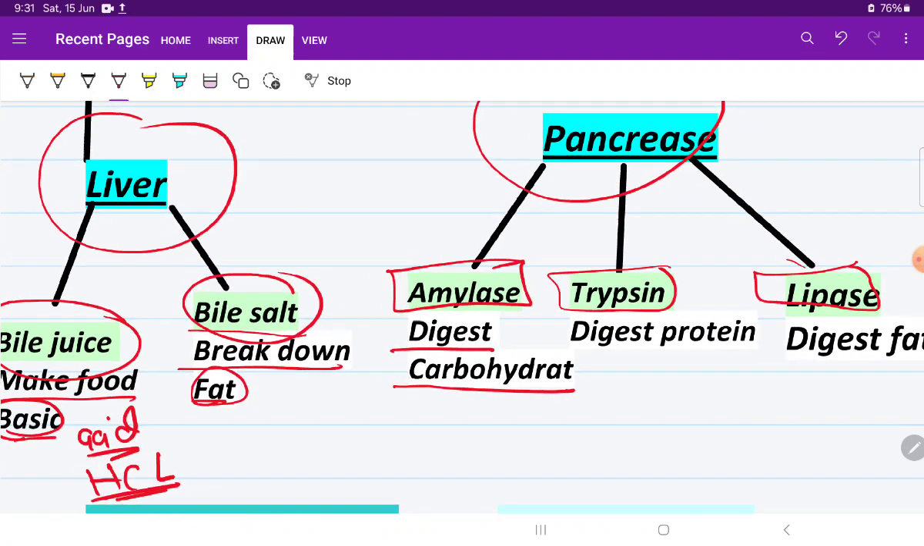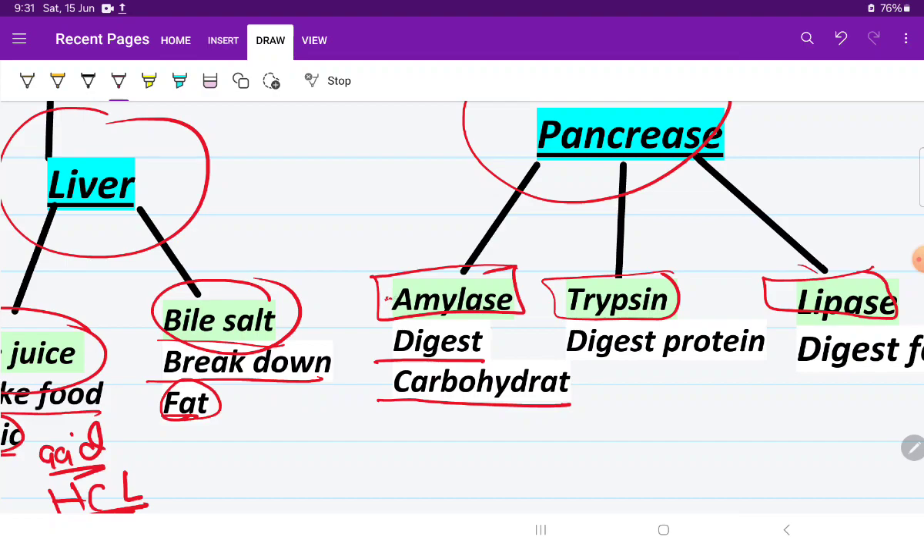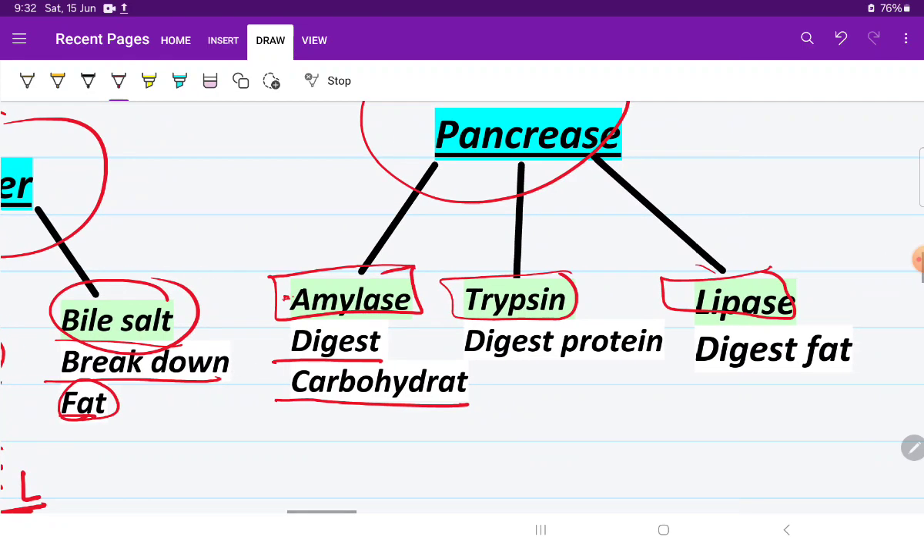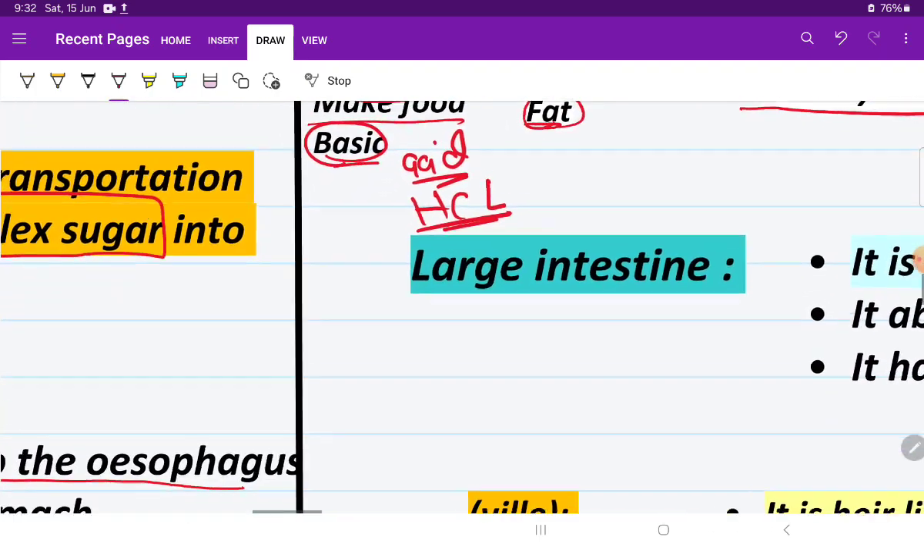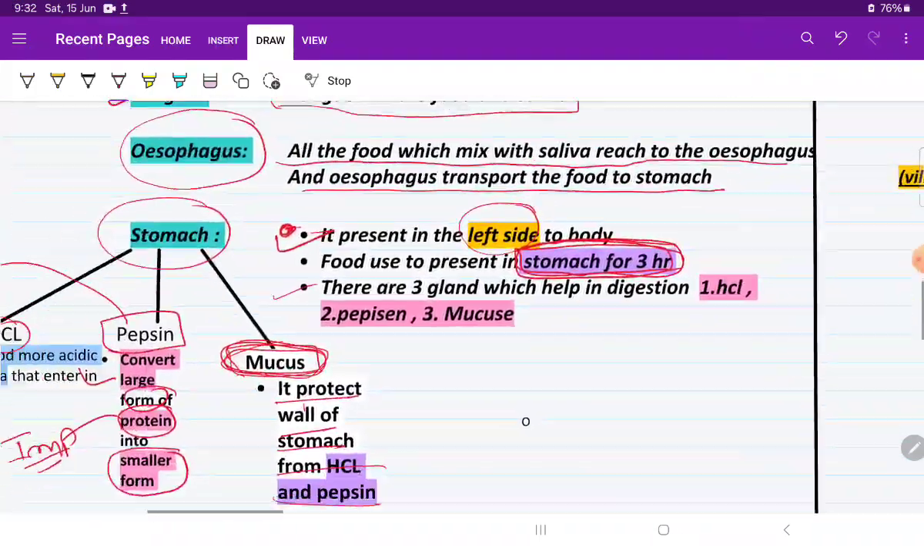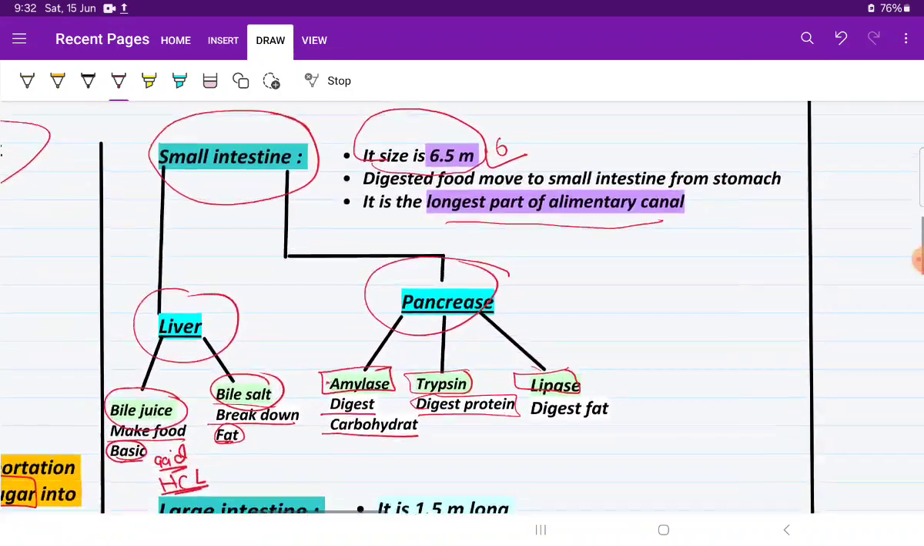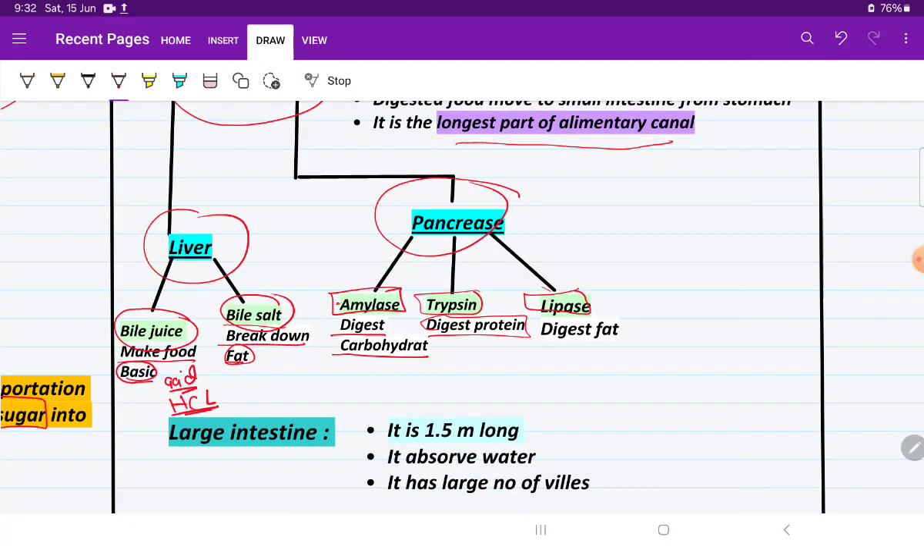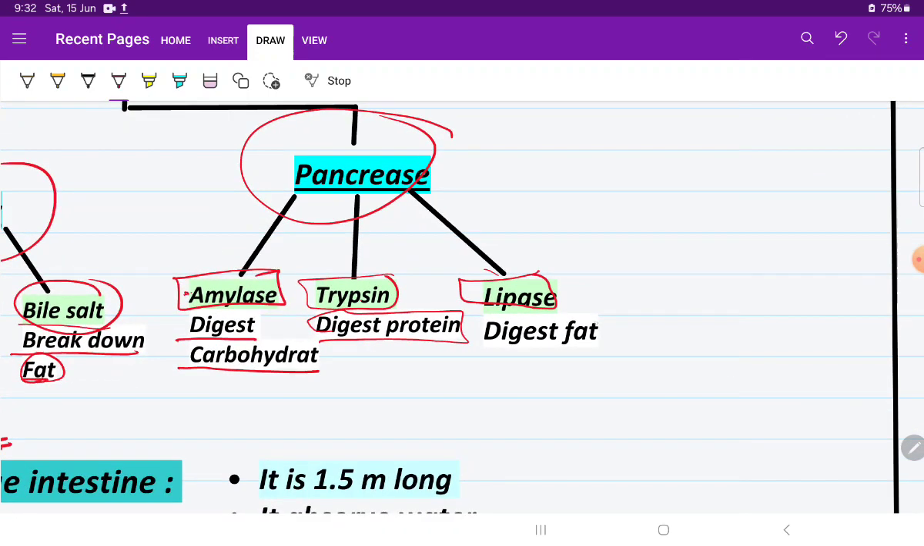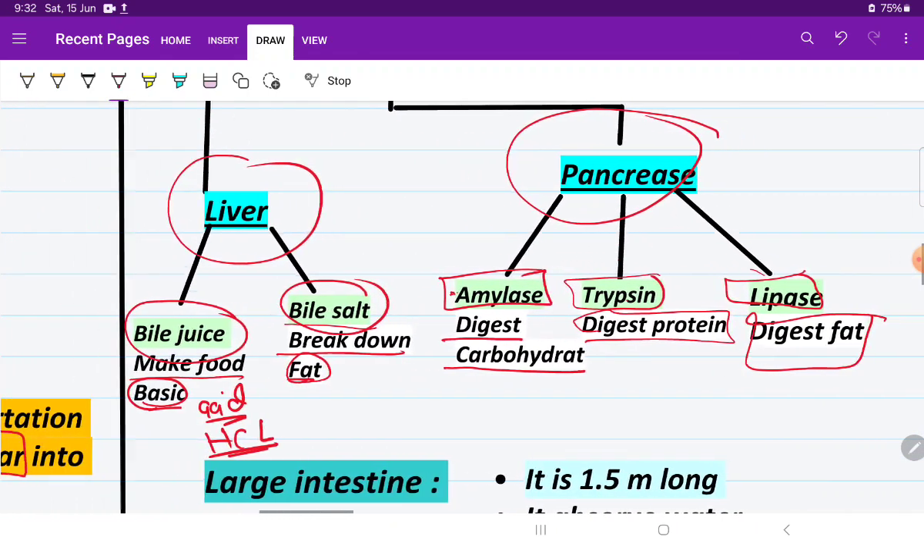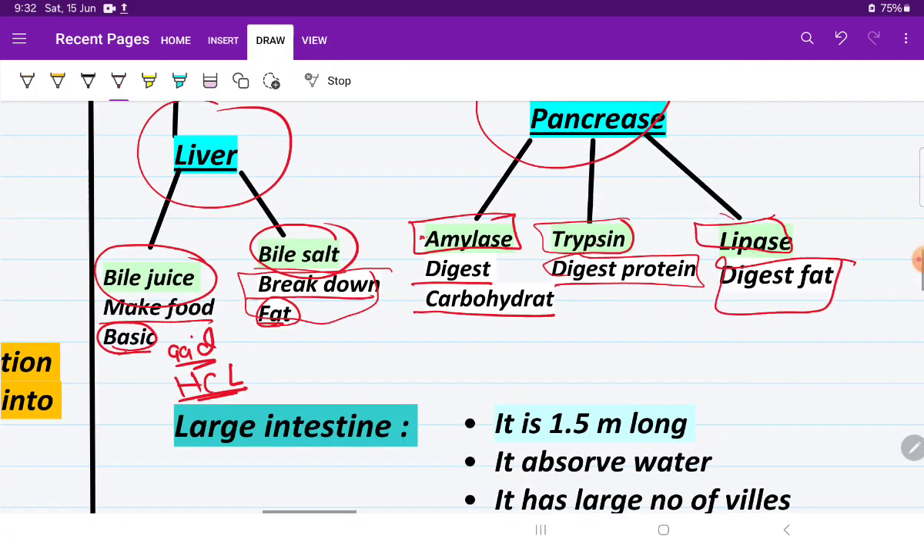I hope you remember that amylase comes in the saliva also, but there it converts the starch into maltose. Here it is digesting the carbohydrate. The work of trypsin is to digest protein. The protein molecules which are broken down by the pepsin are digested by trypsin. Lipase digests the fat which is broken down by the bile salt.